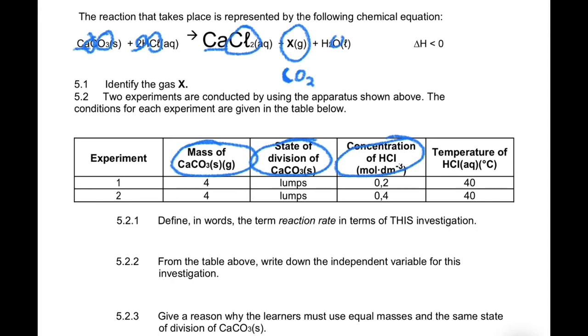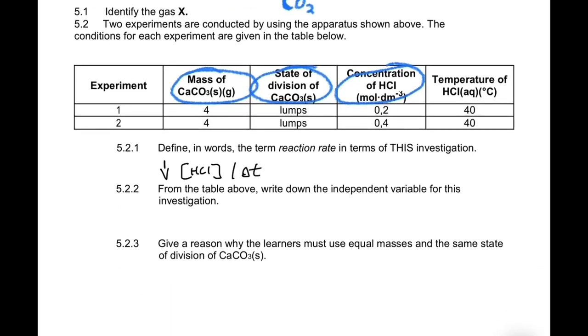Because we know that the reaction rate is the change in concentration of products or reactants per unit time. But here on this investigation it is the decrease in concentration of HCl per unit time. So you write that in full, but I'm just going to demonstrate that it is the decrease in the concentration of HCl per unit time. But you're supposed to write it in full. And then 5.2.2 says from the table above, write down the independent variable for this investigation. We've talked about that. The independent variable is the concentration of HCl.